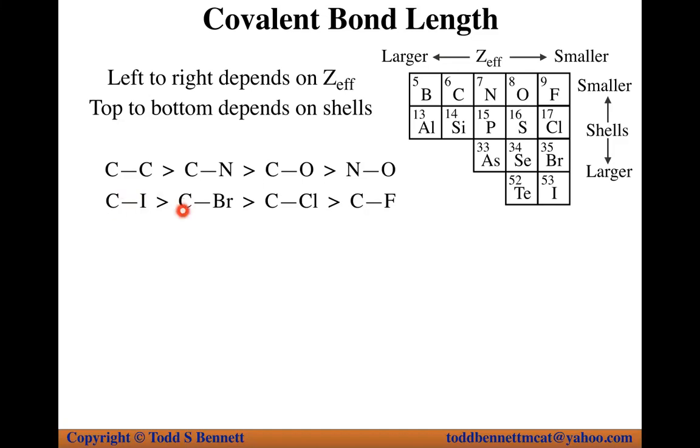Bromine is going to be pretty reactive. Chlorine is going to be reasonably reactive. Carbon with fluorine, not as reactive as the other three. So if I want to look at a molecule like this, I want to add one more piece to the puzzle. So atomic size impacts the bond length.